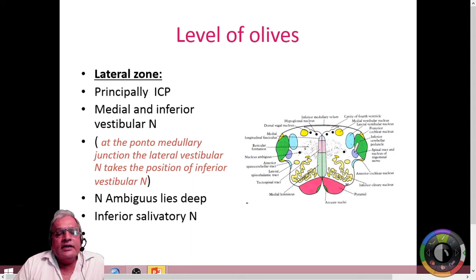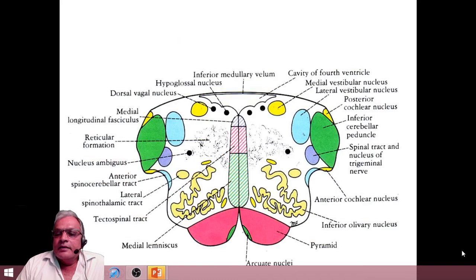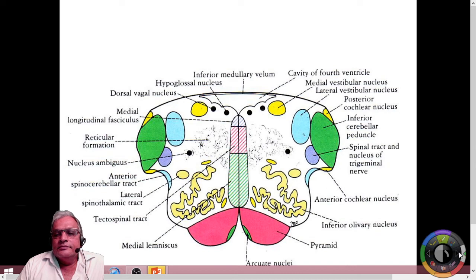And the nucleus ambiguus lies deep to the inferior salivatory nucleus. So this is the nucleus ambiguus that you see here. So you find the inferior salivatory nucleus, which should be somewhat more superficial, and then you have the nucleus ambiguus here. So these are the structures that you find at the lateral zone at the level of the olives. Same, but a little bit more enlarged.